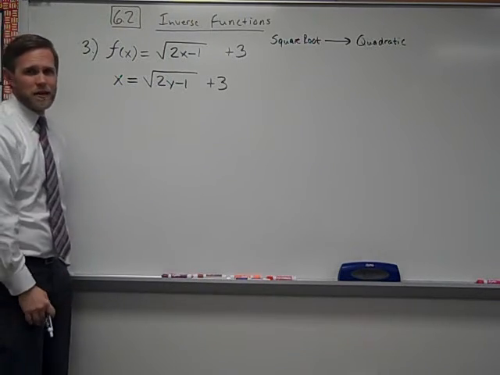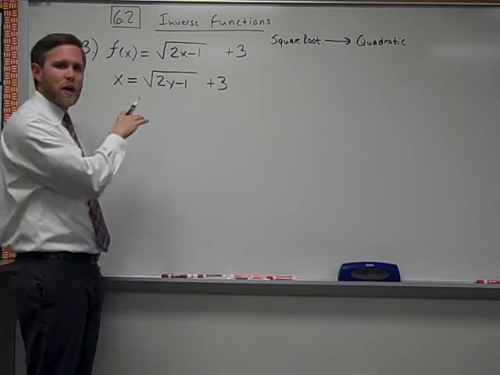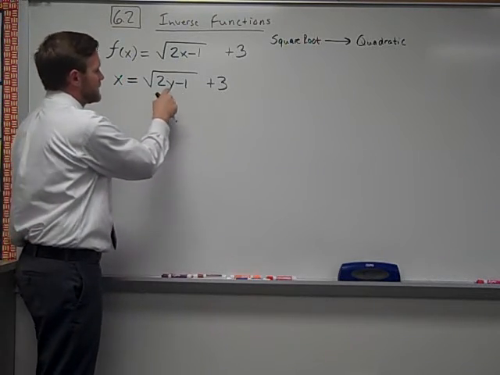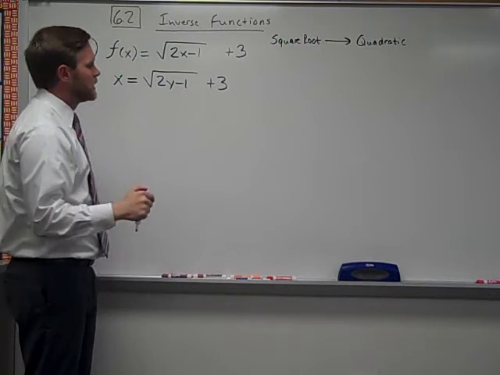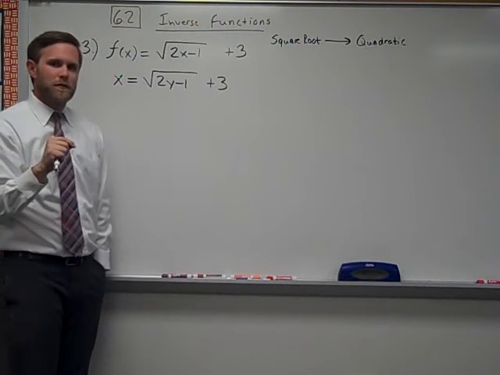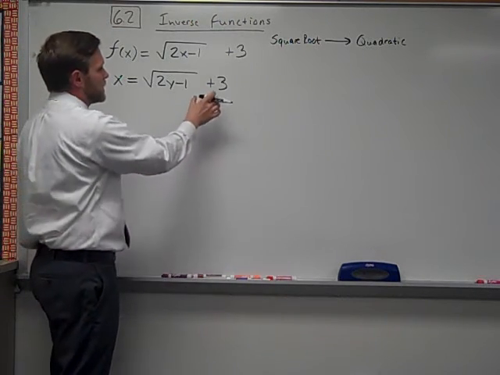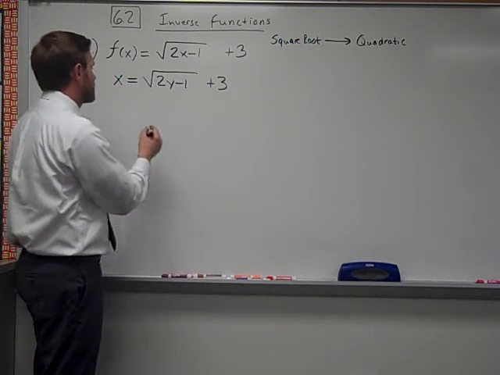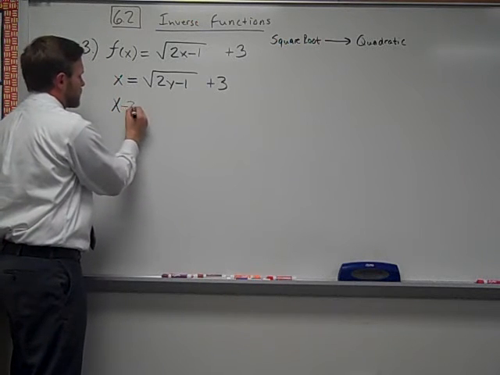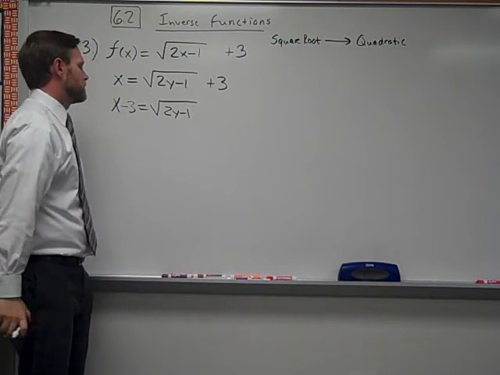So similar to what we did on example 1 and example 2, all I have to do now is algebraically rearrange this equation to get y all by itself. So ask yourself the question, what would you do first to get y all by itself? If you were thinking, subtract 3 on both sides, you're exactly right. So we'll do that, and we get x minus 3 equals the square root of 2y minus 1.